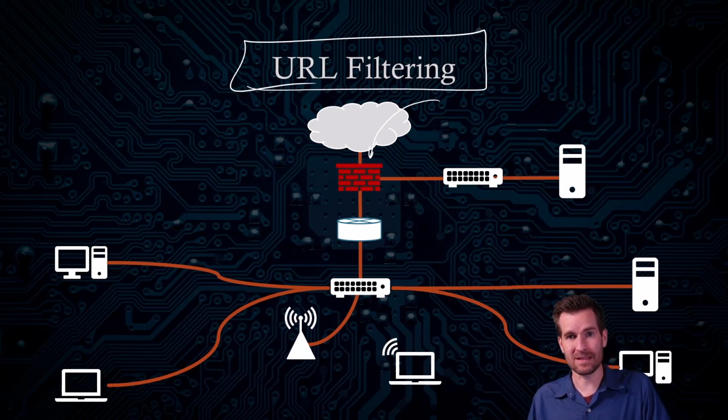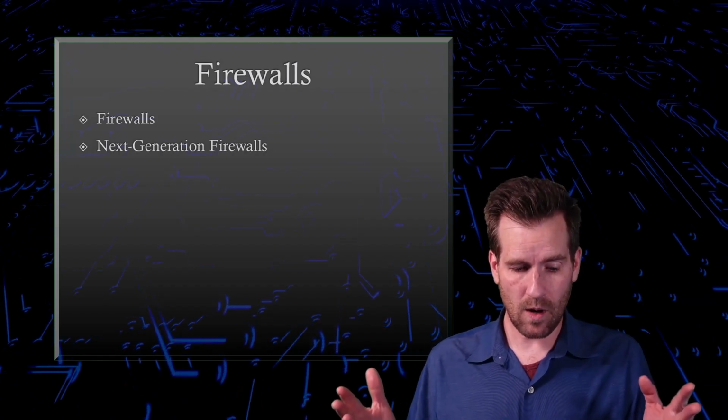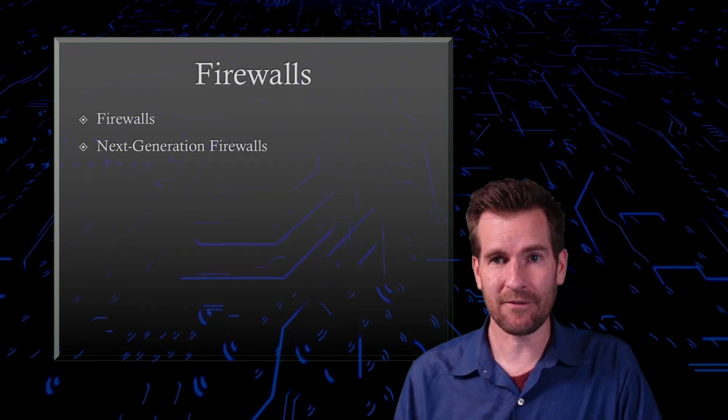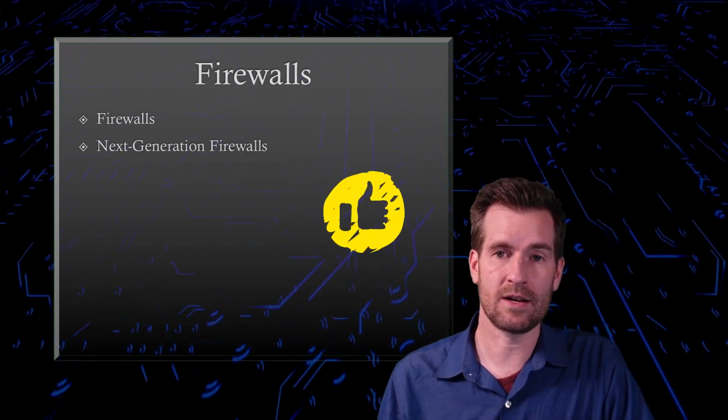I have heard of businesses implementing URL filtering as well, but it's not as common as schools. So that's URL filtering. It's just web filtering to make sure that people can't get to certain sites. There you have it, firewalls. We talked about firewalls and some of the features that would come in a next generation firewall.